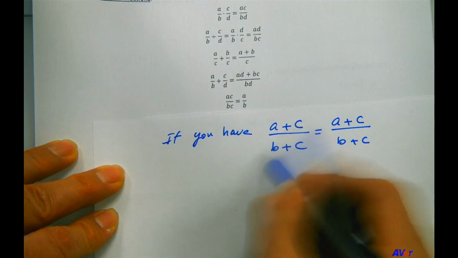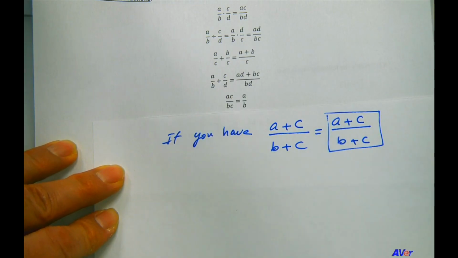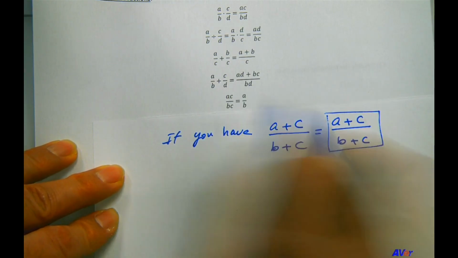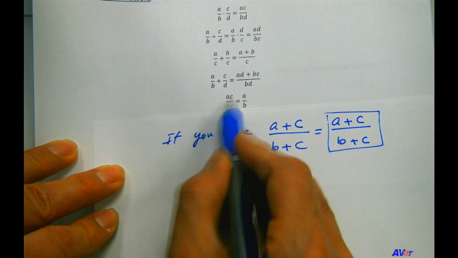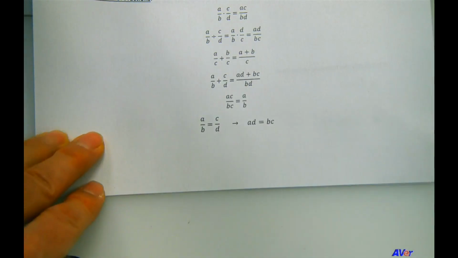So you cannot cancel C's here. So this is still equal to that. You cannot cancel C here. But here you can because A and C and B and C are being multiplied. Okay.